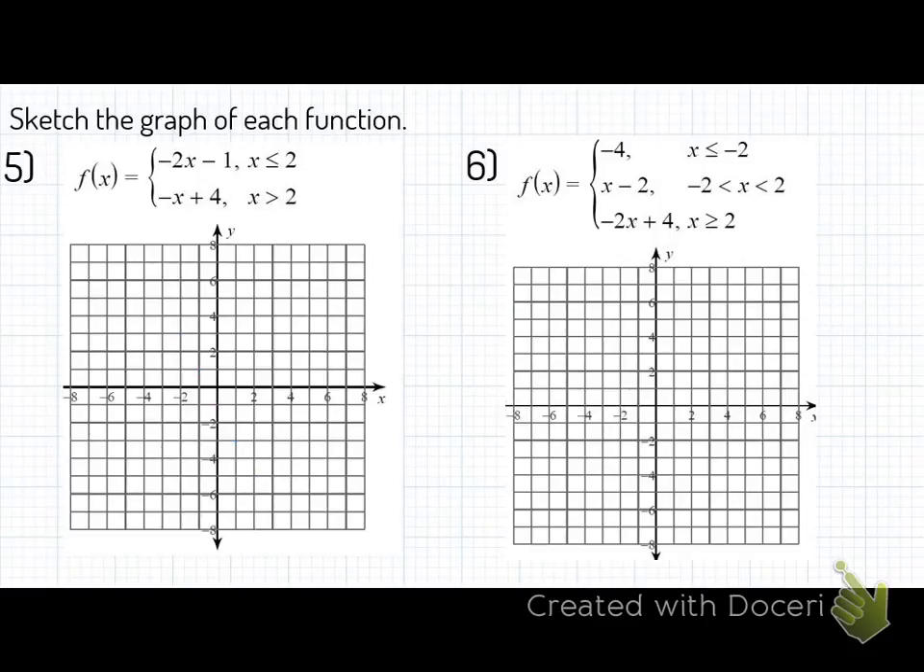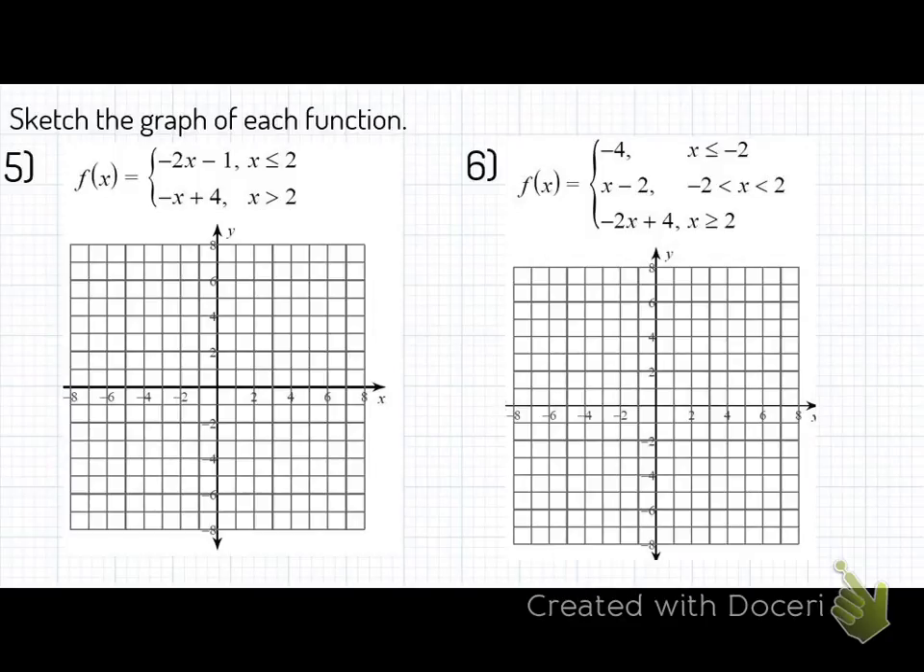Number 5, okay? So, iPad's down right now. Everyone's looking up here. I'll show you number 5, just one, and then you're going to do number 6, okay? So, on number 5, we got this function, which is actually two separate functions, you see here? But the functions have rules. It says, use this rule, negative 2x minus 1. Use this function on the graph where x is less than or equal to 2.